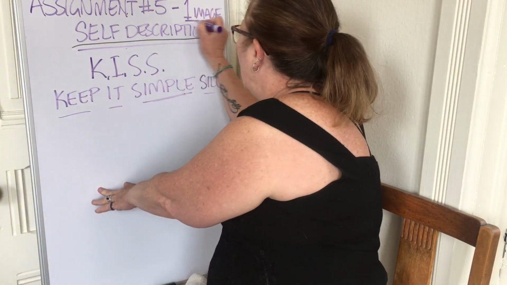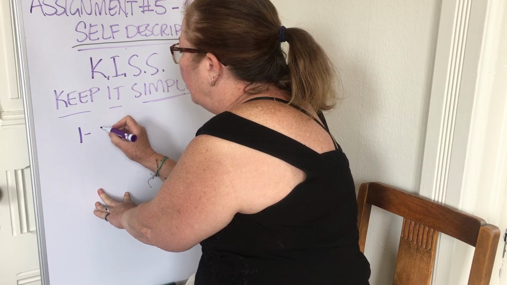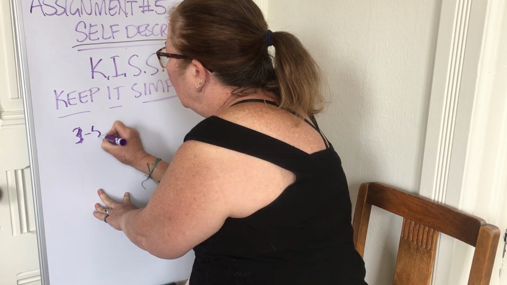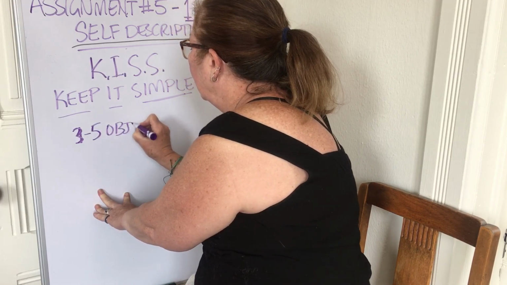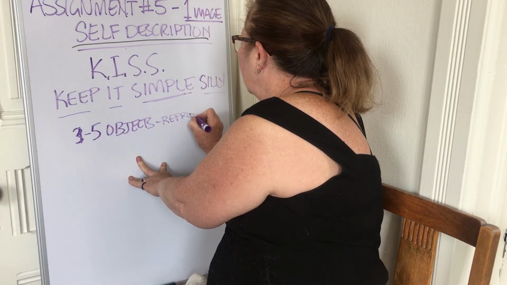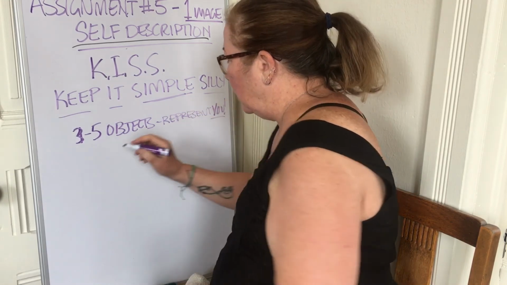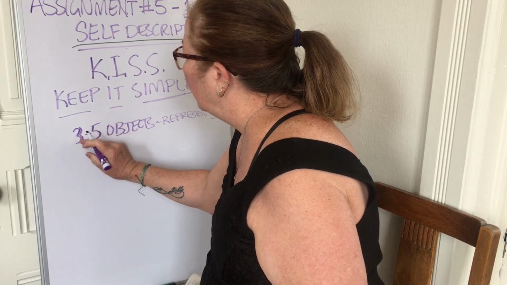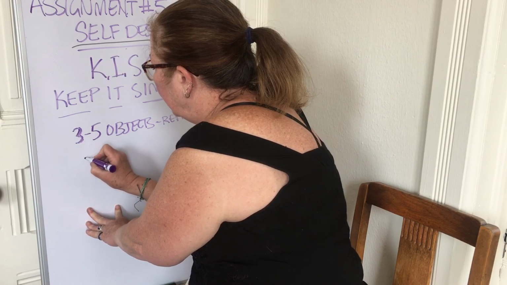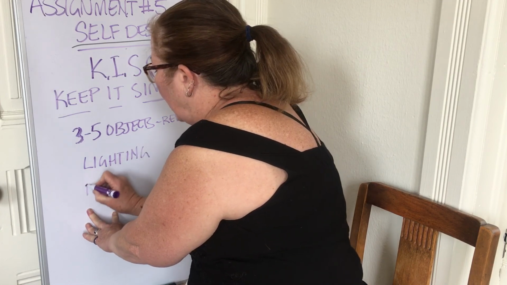You're going to turn in one image, okay? You're going to do 3 to 5 objects that represent you, and you are going to pay attention to lighting, and I told you what kind of lighting to use, and background.